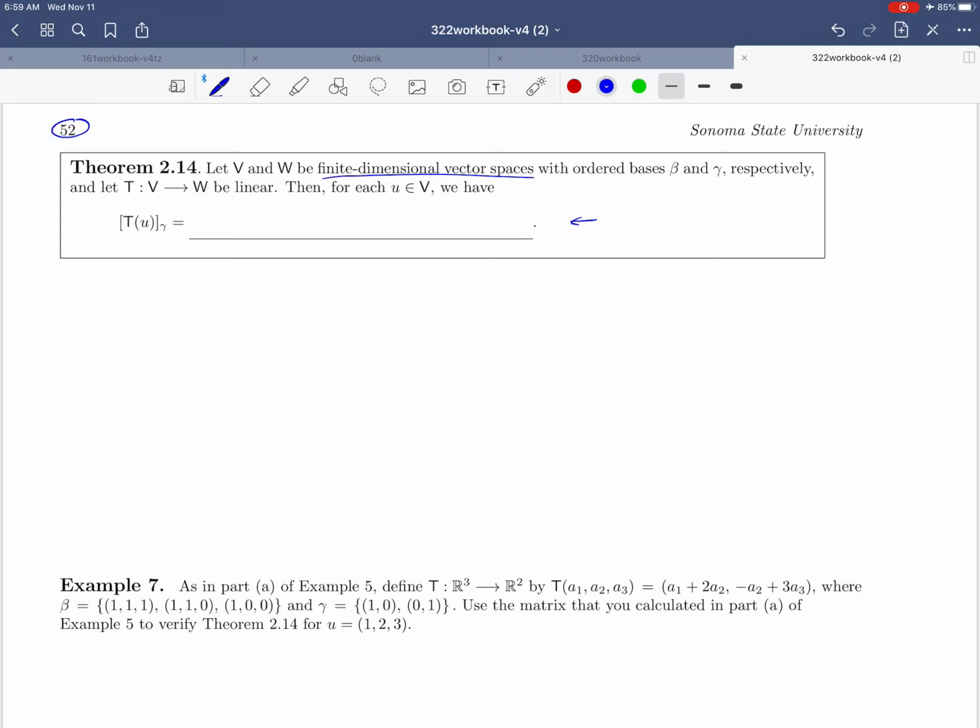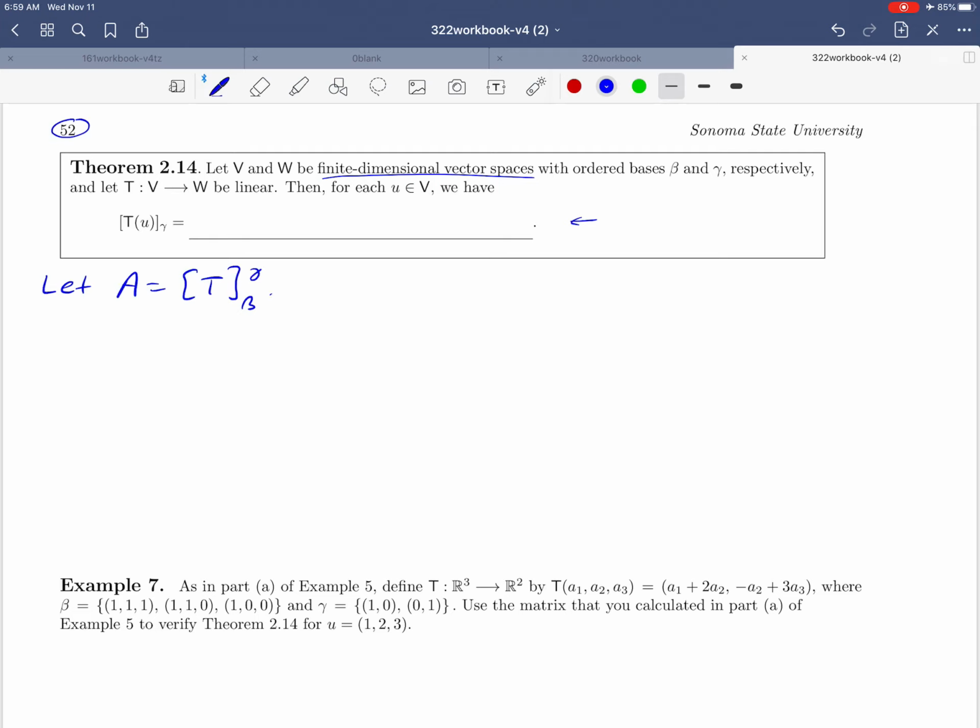Okay, well, the nice thing here is we can reason out what needs to go in the blank just by thinking about what we did in the previous example. Okay, so I'm going to start here by giving a name to the matrix. Okay, the matrix of T that takes us from beta coordinates to gamma coordinates.